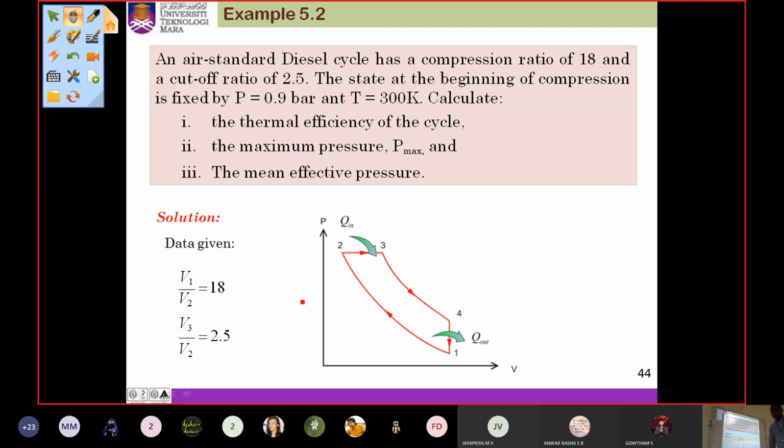So we have the values P1, T1, r and rc. So r in the sense V1 by V2 here, that is 18 here. Then cutoff ratio rc will be V3 by V2 here, and that is given 2.5. So also we can compare the PV diagram of the diesel cycle. So isentropic compression, then constant pressure heat addition, then isentropic expansion, then constant volume heat rejection. Right.